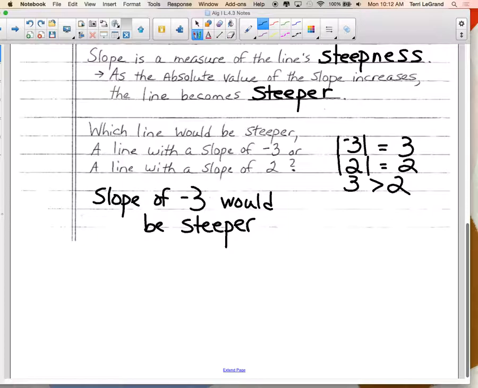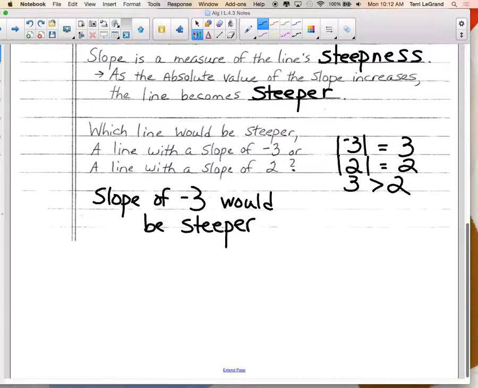Tell me something else. Can you tell me anything else about those two lines? We already know that the one with the slope of -3 would be steeper than the other one with a slope of +2. It would be negative. If it has a negative slope, it would be falling from left to right.